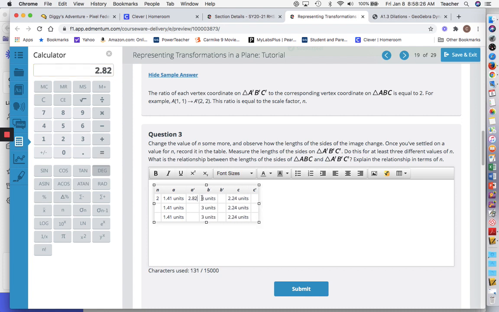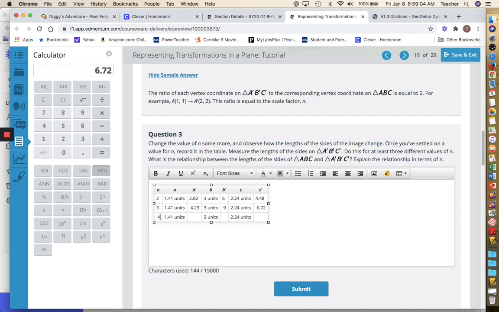Multiply 2 times 3. Well, that's easy, that's 6. And multiply 2 times 2.24, which is 4.48. Again, I'm going to make this easy. I'm going to make it a scale factor of 3, so I'm multiplying everything by 3. So 3 times 1.41 is 4.23. 3 times 3 is 9. And 3 times 2.24 is 6.72.